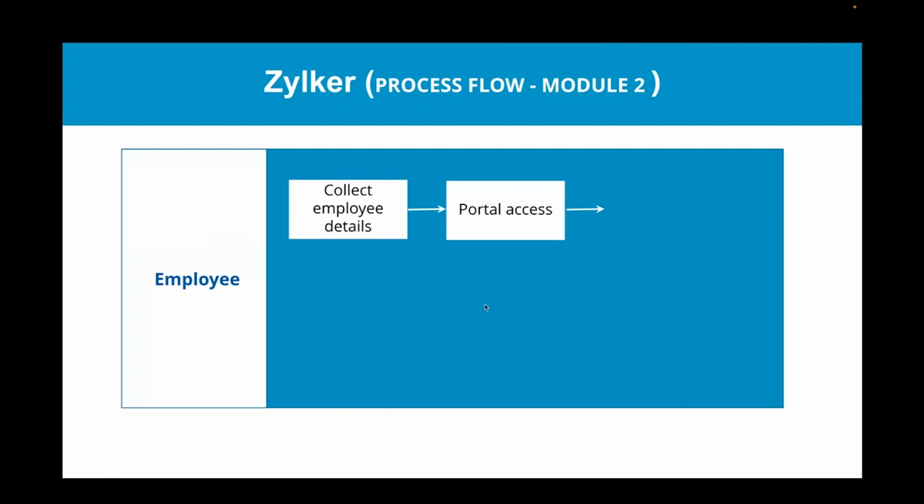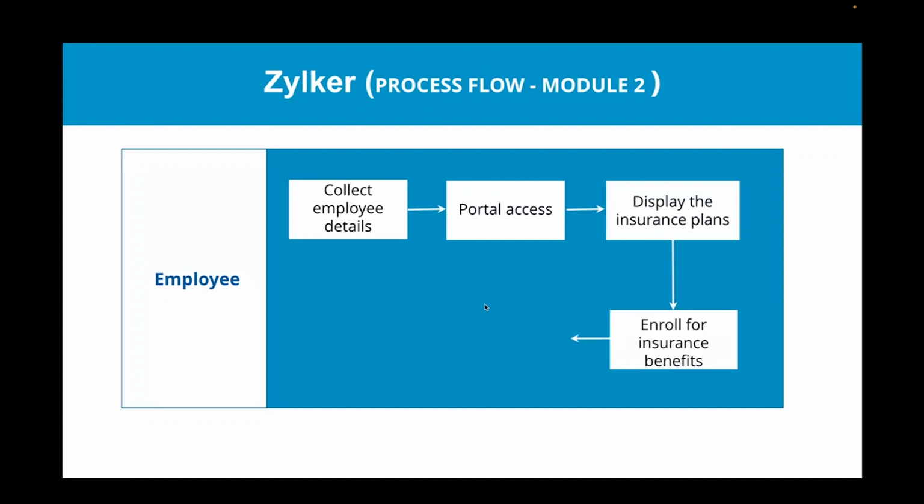So the employee will get portal access. From the portal access, the employee can see all the insurance plans or the coverage plans that the insurance provider is trying to offer their employees. So from these insurance plans, the employee has to choose an insurance benefit that suits him, and he'll be enrolling himself for that insurance benefit.